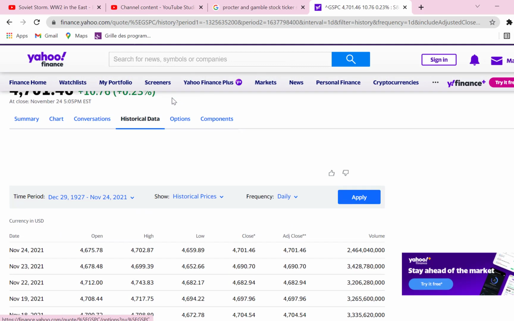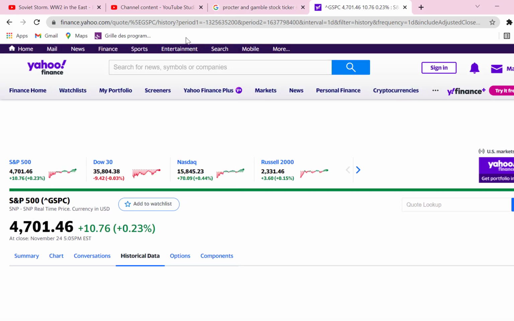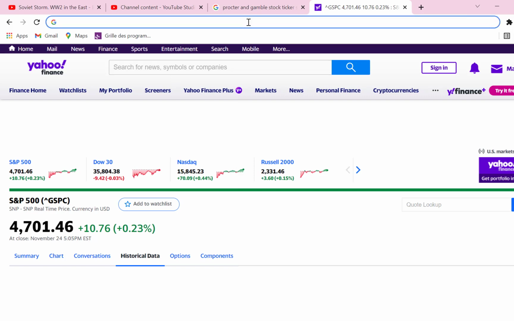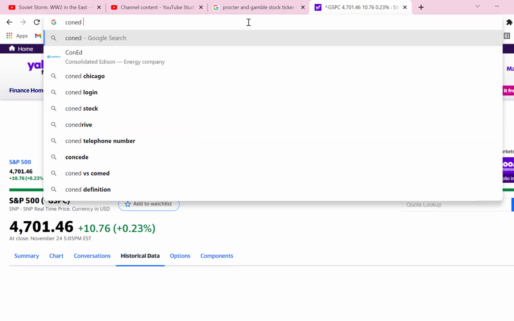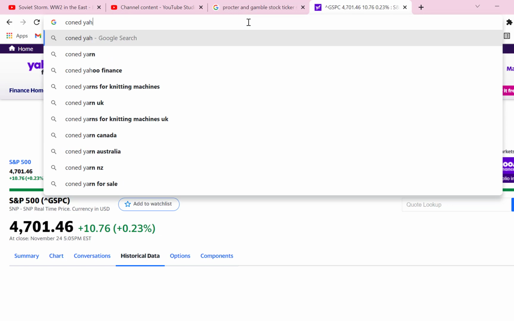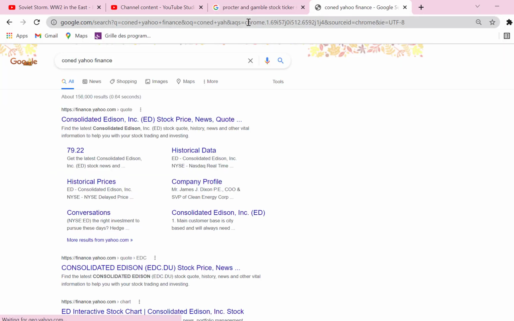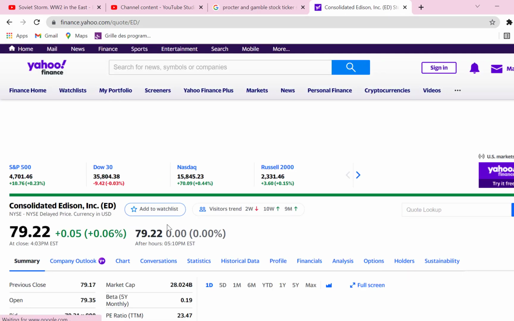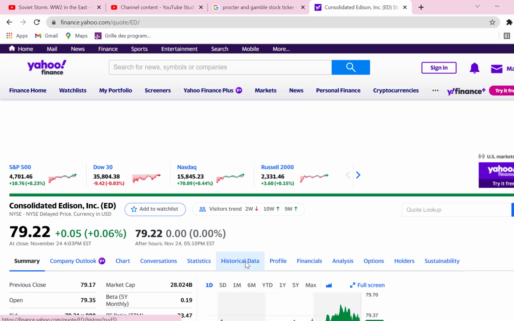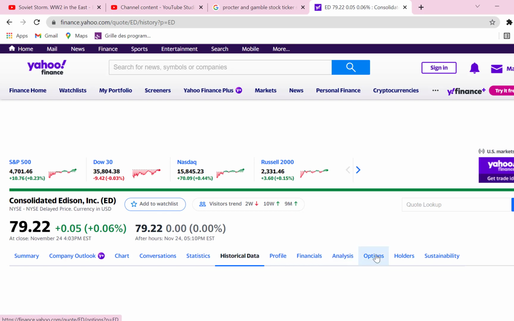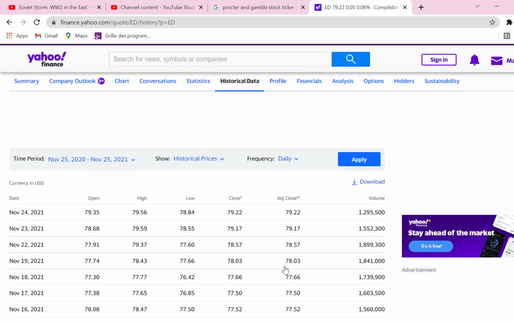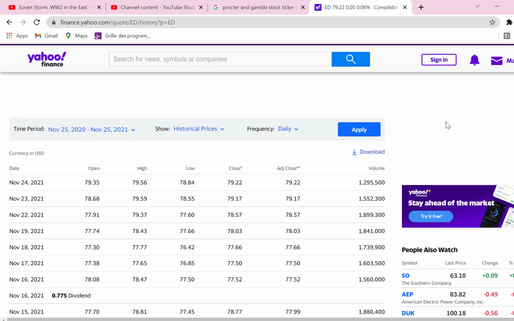Because if you do, let's do the other stock, I guess we'll use, okay, I'll do it like this. We'll use Con Ed because they were around a long time and they avoided a dividend. And of course, if you go to historic data, right there. Oh, there's a little download. What in the heck? We have this wonderful data.